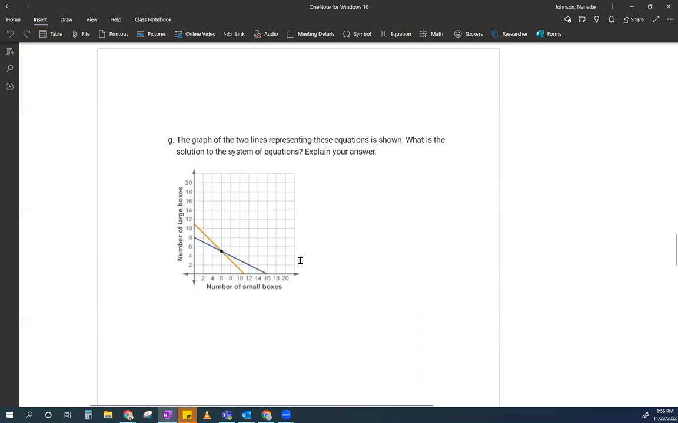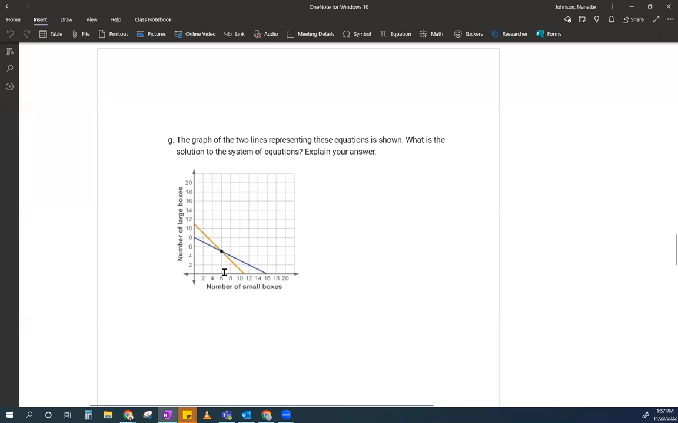And then it says here, you graphed them. So here are the 2 lines that you graphed, and you should remember how to graph them. It says the graphing of these 2 lines representing these equations is shown. What is the solution to the system of equations? When I'm looking at a graph, what is the most important part? It's the intersection point, Ms. Johnson. Very good. So I want to look at this intersection.